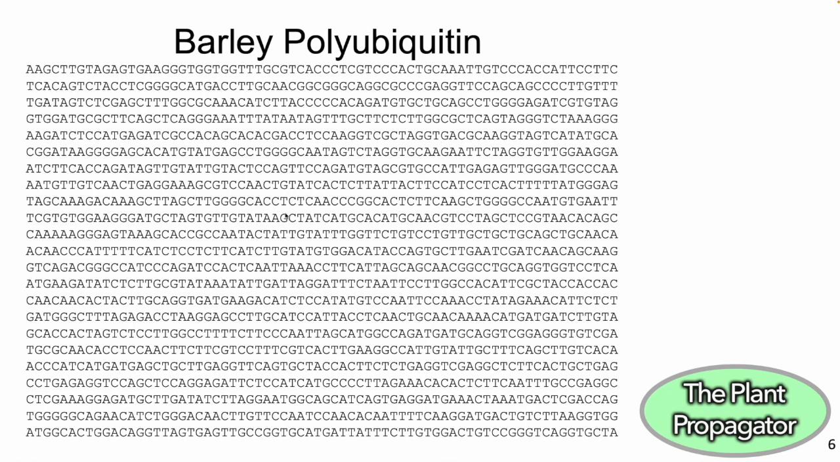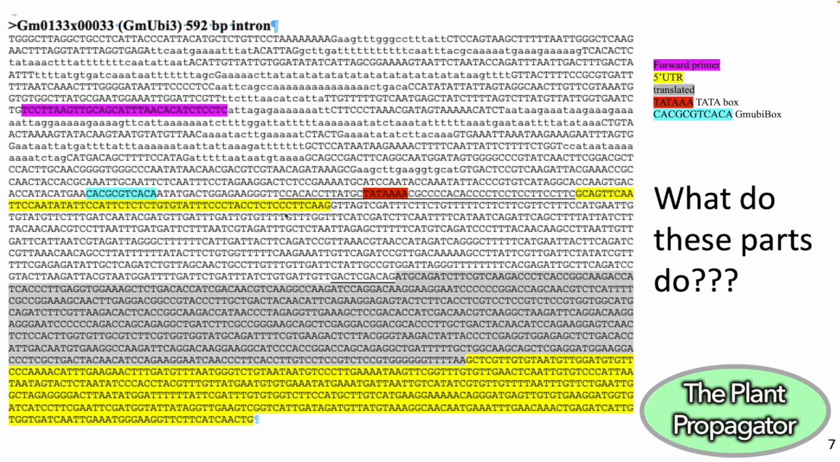Okay, so let's dissect this a little more, and take this a little further. This is a part of a soybean polyubiquitin gene, and I studied this gene for much of my career. This GM up here stands for Glycine max. UBI is the polyubiquitin gene.